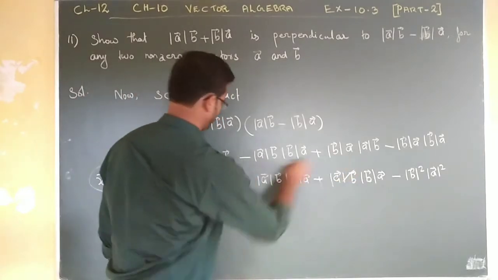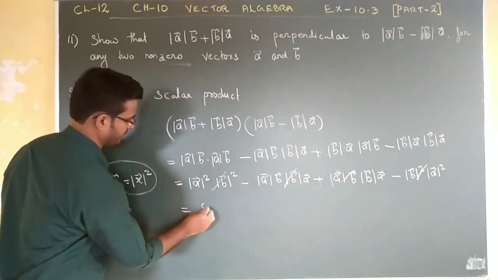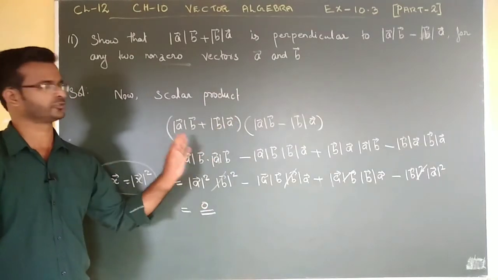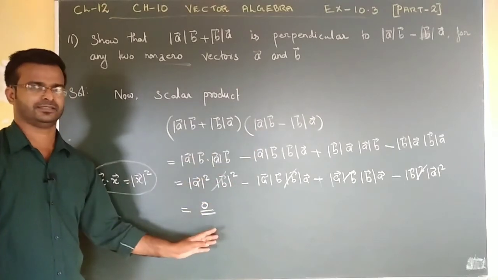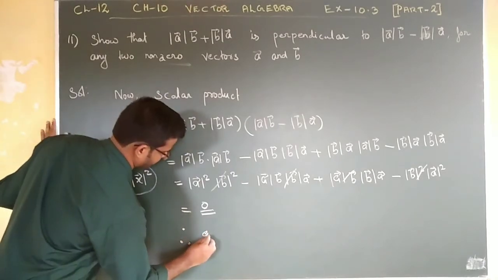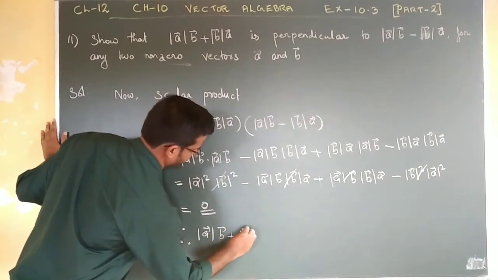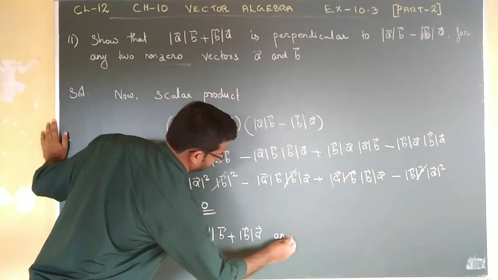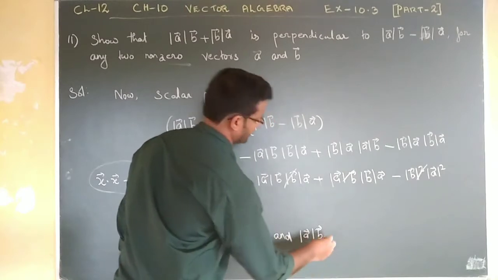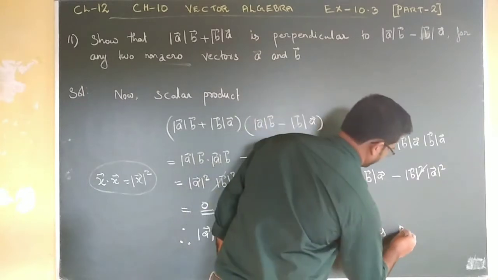What do you get? First term and last term, both equal only. Here plus, minus, here plus, so that will be cancelled, equal to 0. We got answer 0 when you take the dot product of both vectors. What can we consider? We can say therefore modulus of a vector b vector plus modulus of b vector a vector and the second vector, modulus of a vector b vector minus modulus of b vector a vector, is perpendicular.